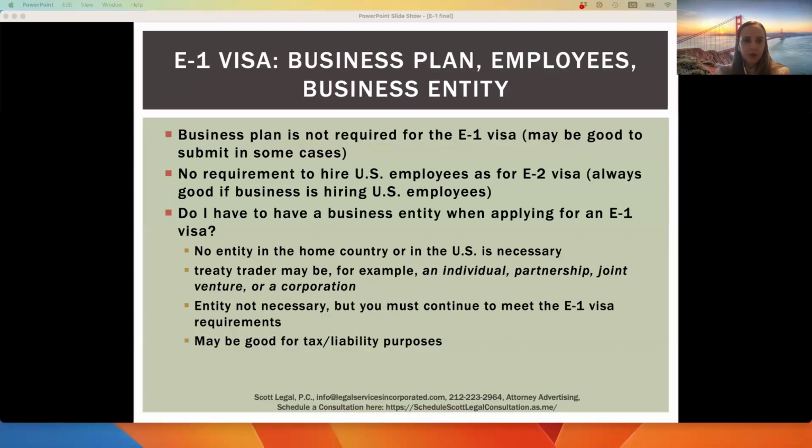And then, do you need a business entity if you want to apply for an E-1 visa? There's no requirement to have an entity. The definition of a treaty trader is that it can be an individual, partnership, joint venture, or a corporation. So there is no requirement to have a company, but many people prefer to set up a company for tax liability purposes and things like that. So in most cases there will be an entity, but it's not required.